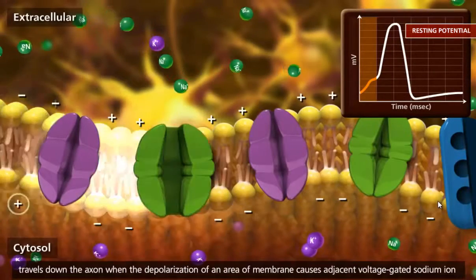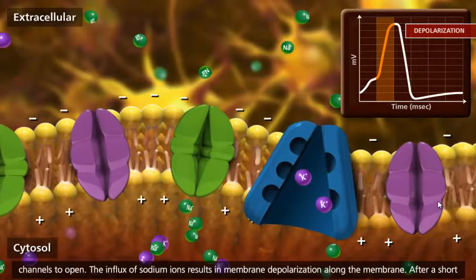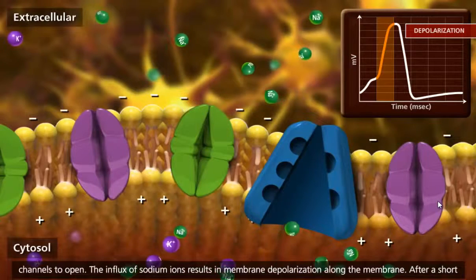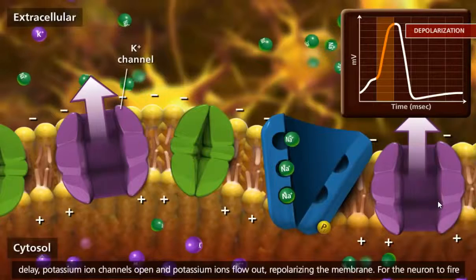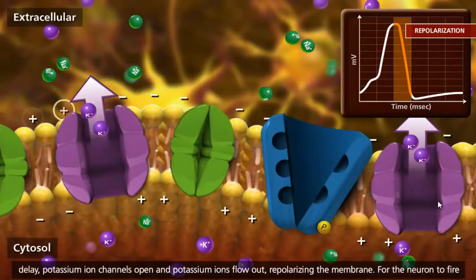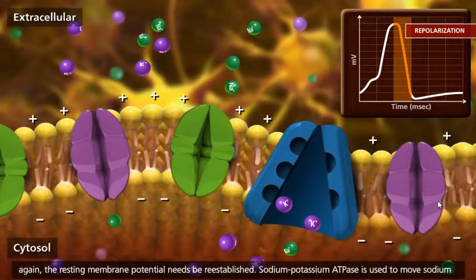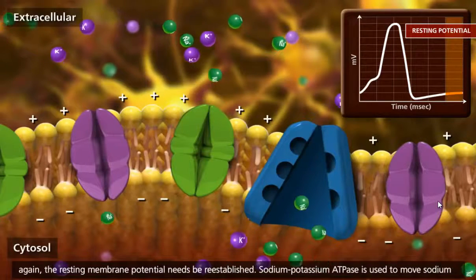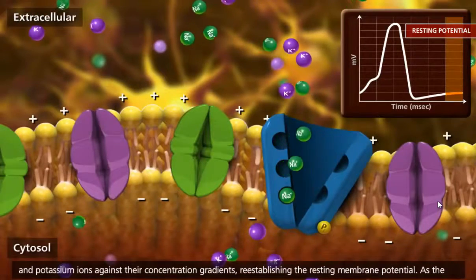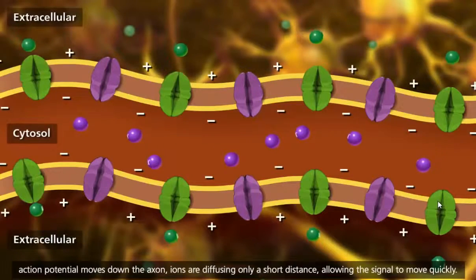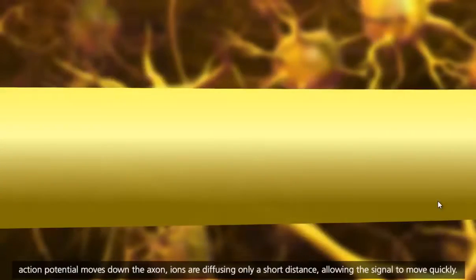The action potential travels down the axon when the depolarization of an area of membrane causes adjacent voltage-gated sodium ion channels to open. The influx of sodium ions results in membrane depolarization along the membrane. After a short delay, potassium ion channels open and potassium ions flow out, repolarizing the membrane. For the neuron to fire again, the resting membrane potential needs to be re-established. Sodium-potassium ATPase is used to move sodium and potassium ions against their concentration gradients, re-establishing the resting membrane potential. As the action potential moves down the axon, ions are diffusing only a short distance, allowing the signal to move quickly.